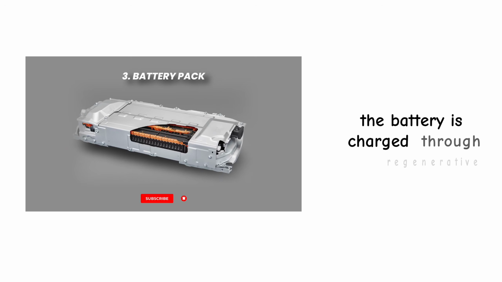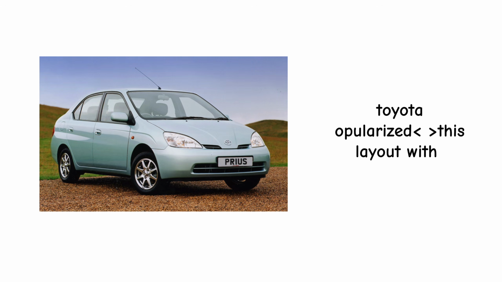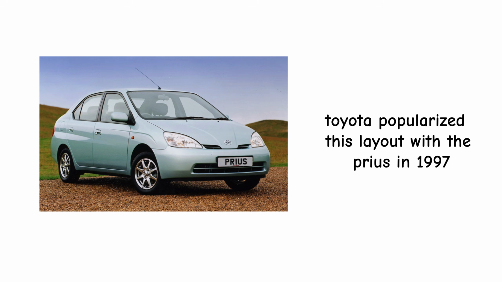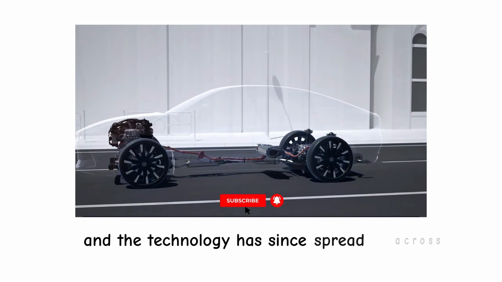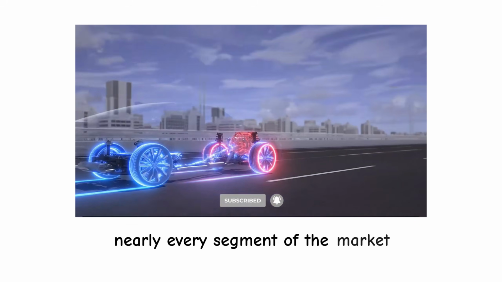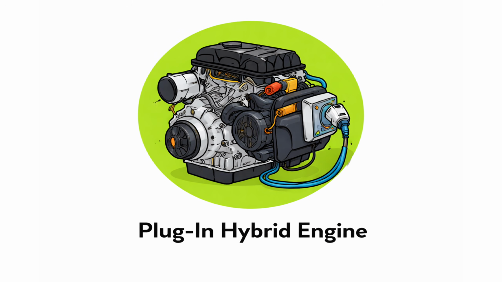The battery is charged through regenerative braking and by the engine itself, so the car never needs to be plugged in. Toyota popularized this layout with the Prius in 1997, and the technology has since spread across nearly every segment of the market.